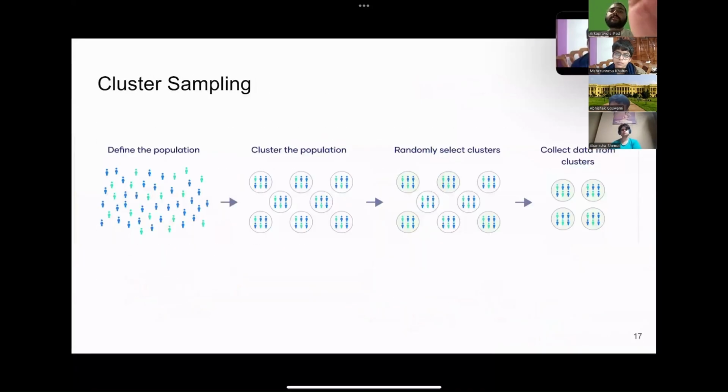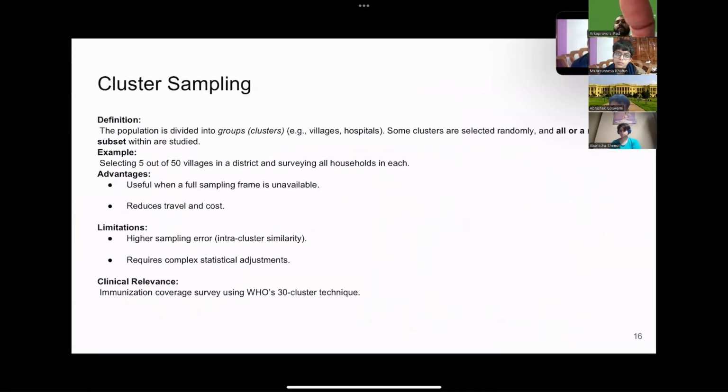Okay. Next is cluster sampling. Cluster sampling is where the population is divided into certain groups or clusters, right? So you randomly select the clusters. Why cluster sampling is so important, so very well established, is because of something called the WHO 30 cluster sampling.